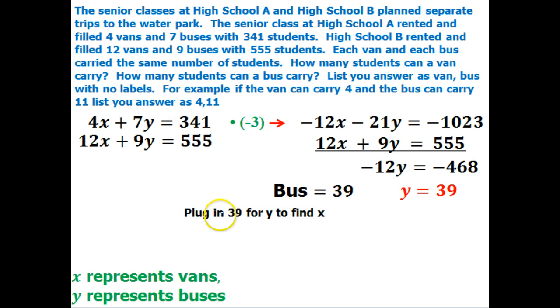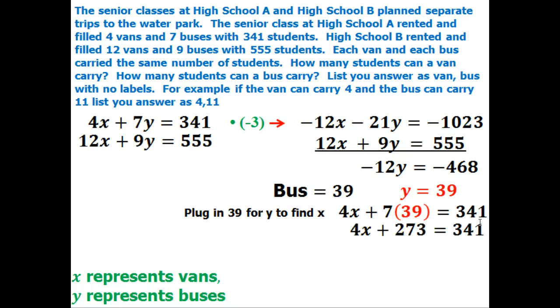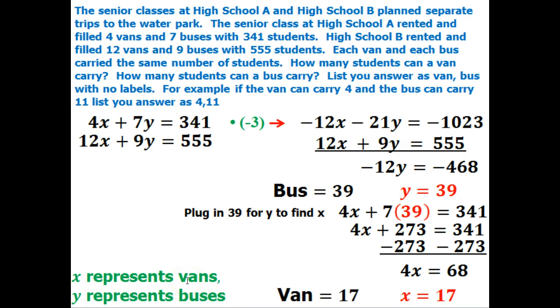Okay, so if I plug in 39 for y, it should look something like this: 4x plus 7 times 39 equals 341. I'm going to simplify that a little bit further: 4x plus 273 equals 341. Now I just simply solve this one. This is a 2-step equation. I subtract 273 from both sides. That leaves me 4x equals 68. If I divide both sides by 4, I find out that x equals 17. And x represented the capacity of the vans. So one van holds 17 people.